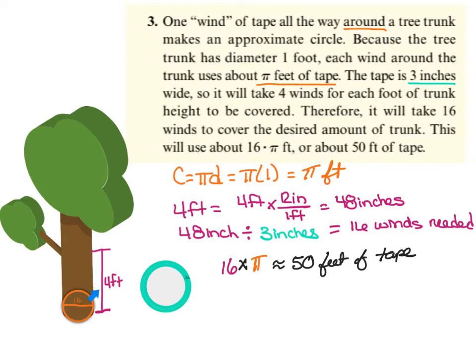But I still need to know the distance around that whole tree multiplied by the 16 winds to get the total amount of tape. So I'm going to take my 16 winds and multiply it by the circumference of pi. That'll give me approximately 50 feet. So 16 times pi, or 16 pi, is approximately 50 feet of tape that I would need for this example. Again, when you read the problem, ask yourself, are they asking for a linear measurement, a 2-dimensional measurement like area, or a 3-dimensional measurement like volume?